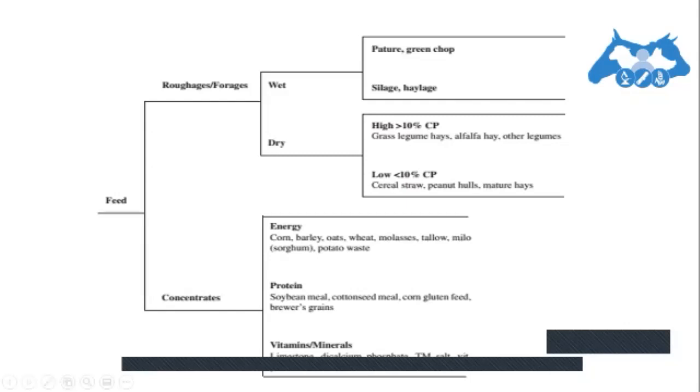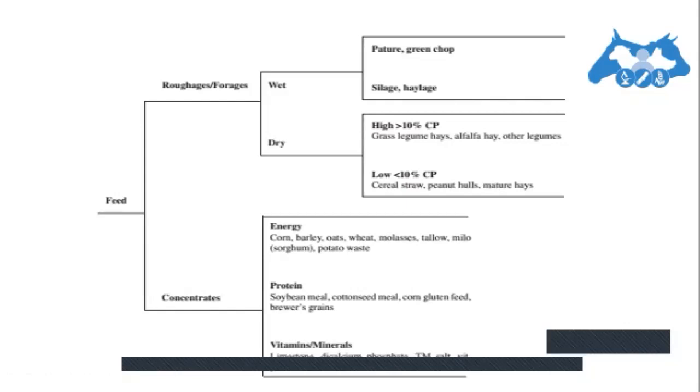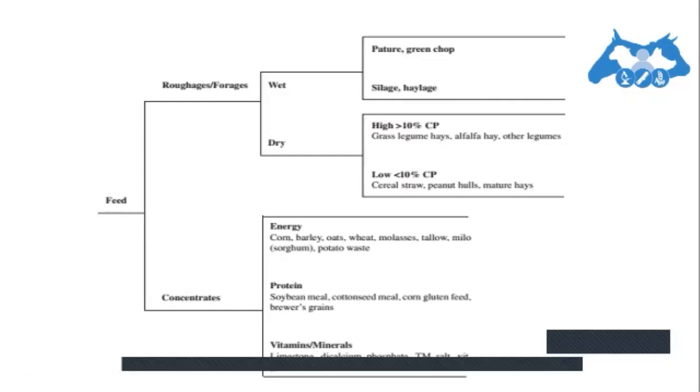The third one is, we already know about all these ingredients which are the source of different nutrients. So vitamins and minerals are the third category of concentrates, which include limestone, dicalcium phosphate, TM salt, vitamin premix, etc. All the vitamins and minerals comprise this portion of the concentrates.